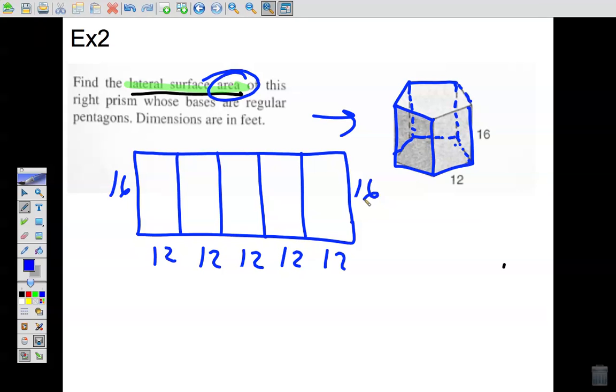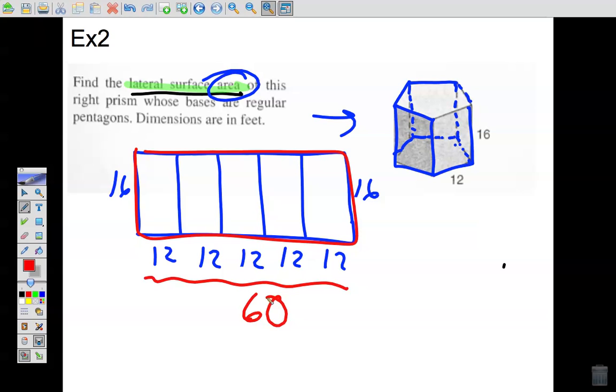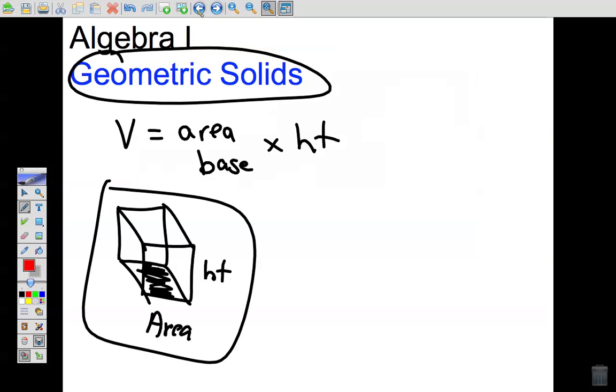So how would I find the area of this whole shape? Well, it's a rectangle, so I would add these up, which is 60, and take 60 times 16. Isn't that what we did when we found the perimeter of the bottom, which was 12 times 5, 60, and then multiplied it by the height of 16? So that's why that formula works to find the lateral surface area. All right, so again, our topic today was called geometric solids, very similar to some concepts that we've had before.